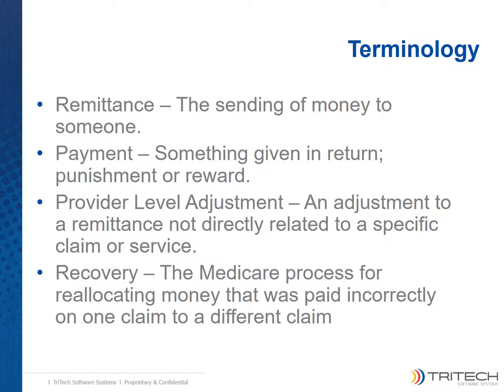The fourth term is recovery. Recovery is the Medicare process for reallocating money that was paid incorrectly on one claim to a different claim. So in summary, Medicare paid me for a claim, decided that they shouldn't have paid me for that claim, and eventually moves that money over to a different claim.